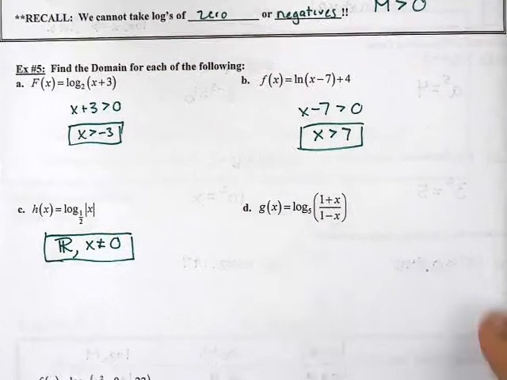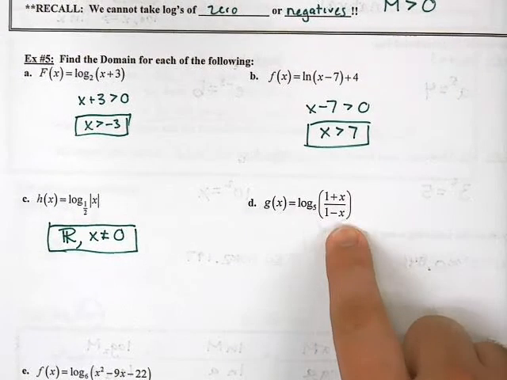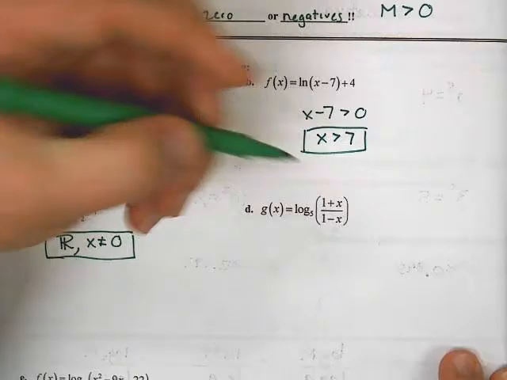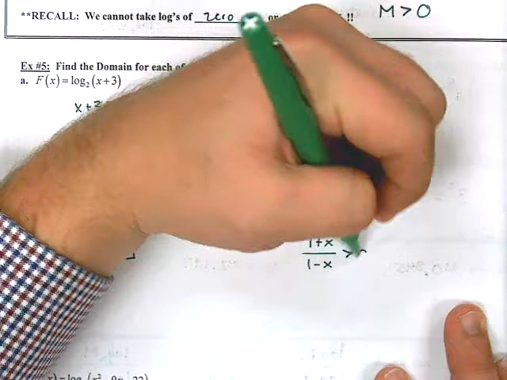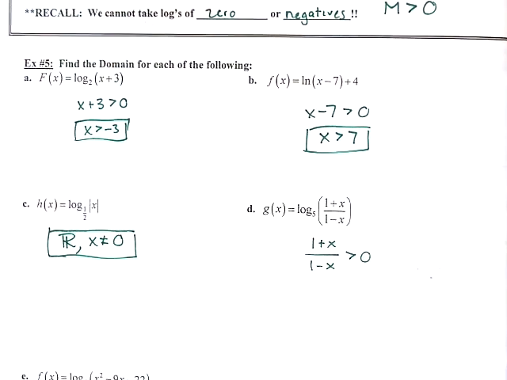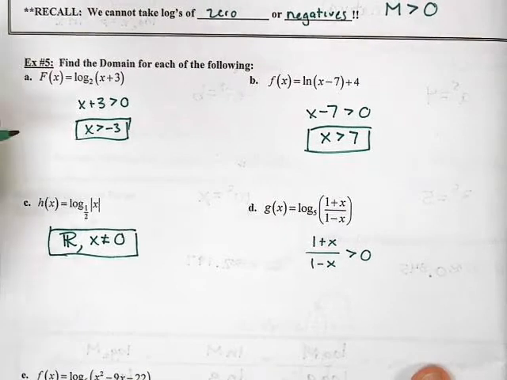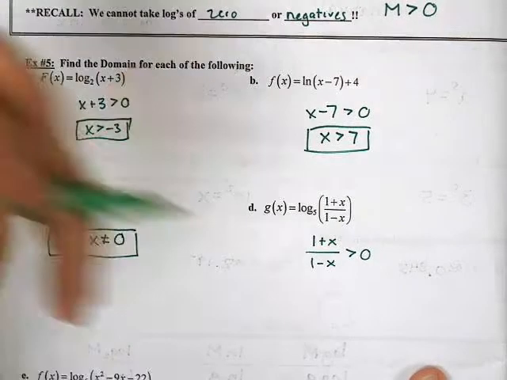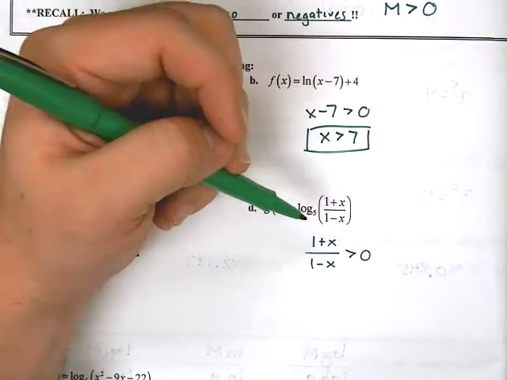Now letter D, we're getting a little more advanced now. It's the same concept, but look at my argument, or look what I'm taking the log of. It's a rational function. And I know that must be greater than 0. We just learned how to do this, guys. This is exactly what we just did with inequalities in our last chapter. We can't multiply by both sides. That'll mess up the signs.